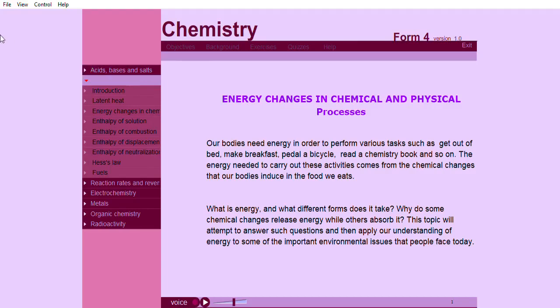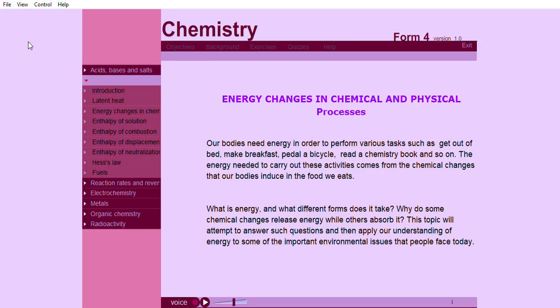Energy changes in chemical and physical processes. Our bodies need energy in order to perform various tasks such as get out of bed, make breakfast, pedal a bicycle, read a chemistry book, and so on. The energy needed to carry out these activities comes from the chemical changes that our bodies induce in the food we eat. What is energy and what different forms does it take?